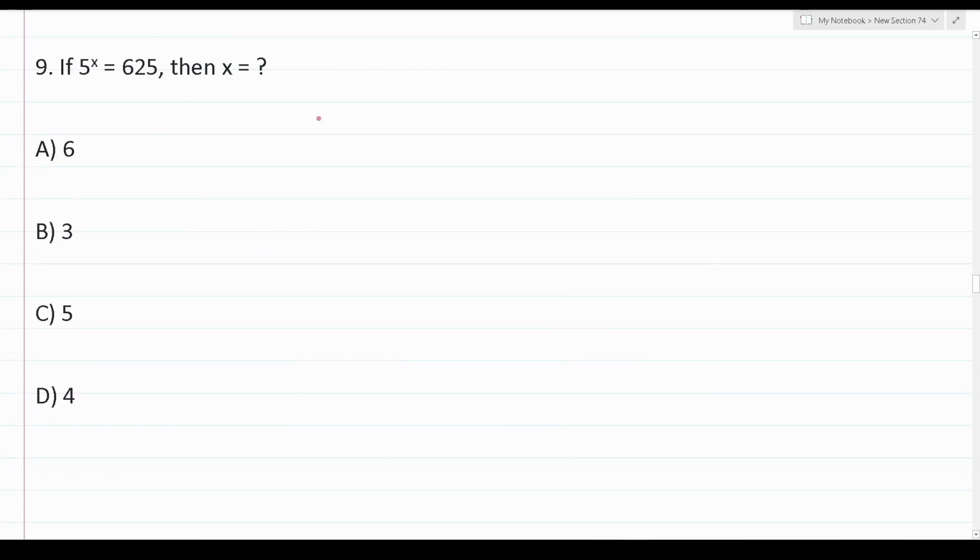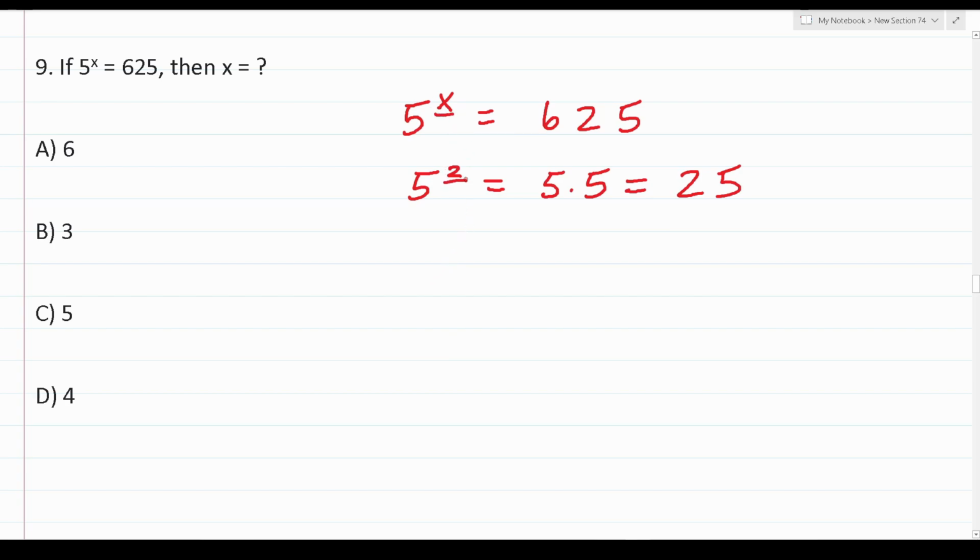All right, so number 9 here says if 5 to the x power equals 625, then what is x? So we have 5 to the x equaling 625. All right, so this one takes a little bit of logic to figure out. What is 5 squared? 5 squared is the same as 5 times 5. 5 times 5 is 25. All right, so we know x is not 2.